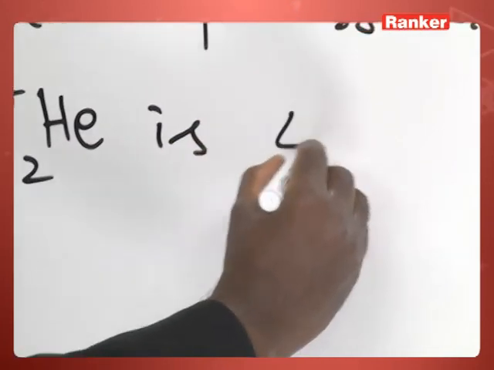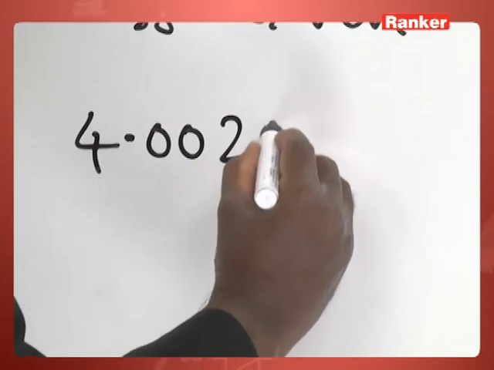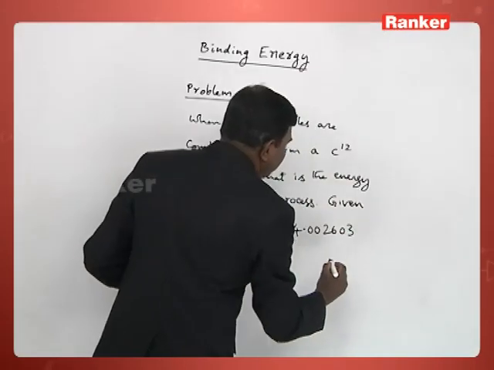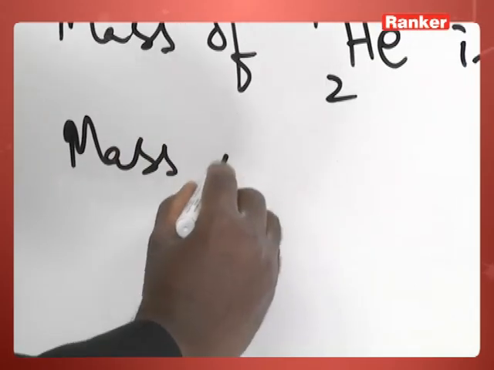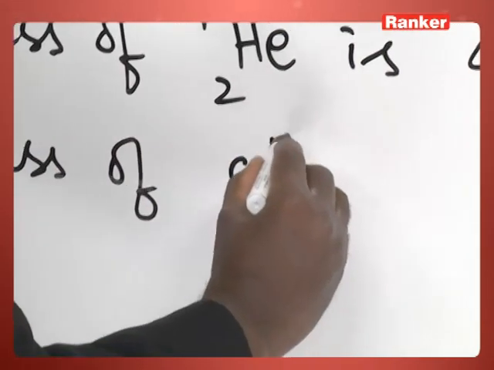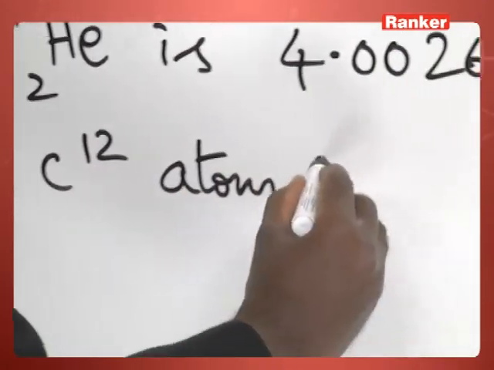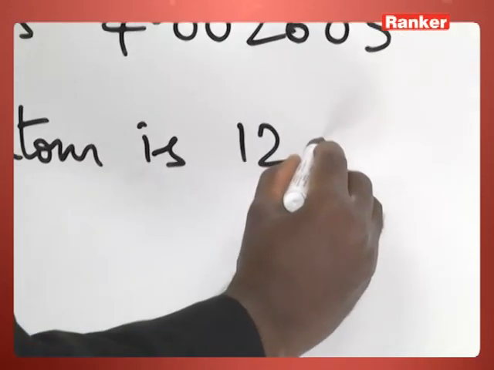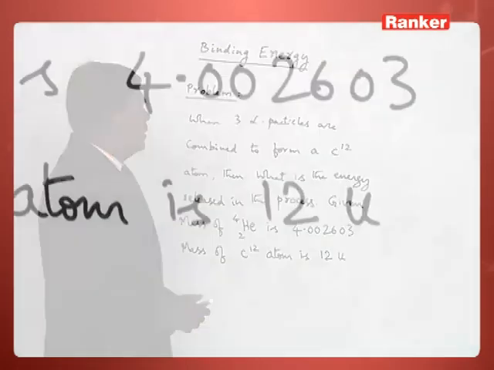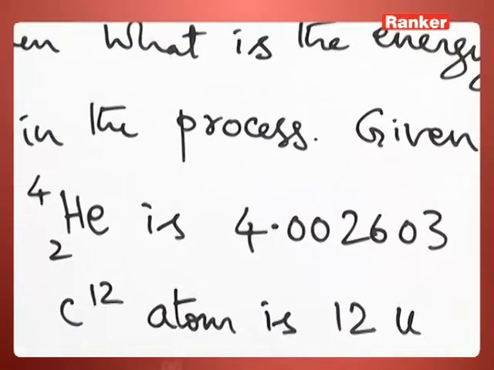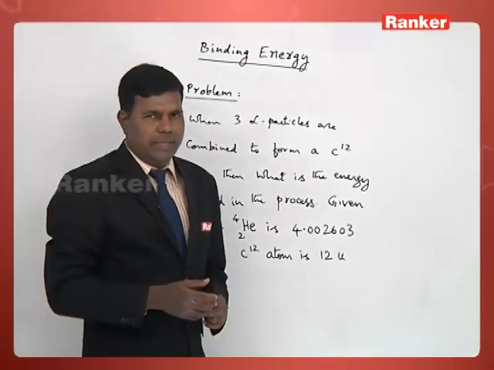is 4.002603, and the mass of a C12 atom is 12 atomic mass units. So this is the problem. 3 alpha particles are combined to form a C12 atom. You are asked to determine what is the energy released during that process.